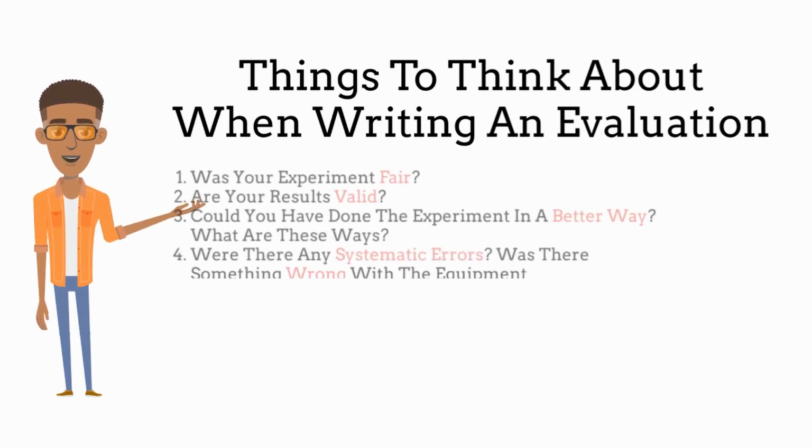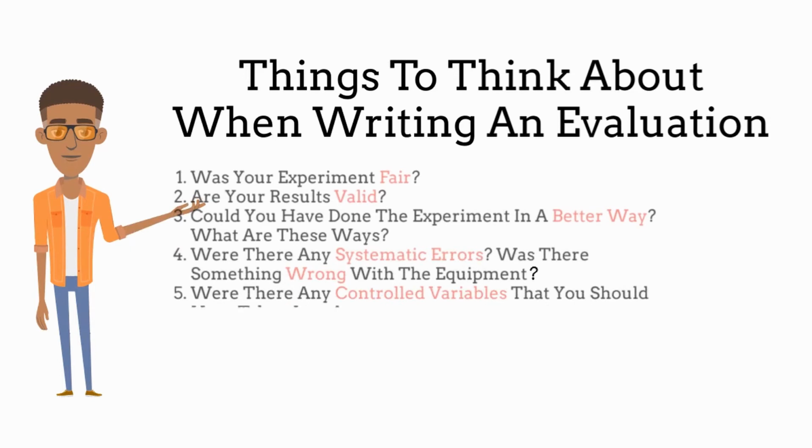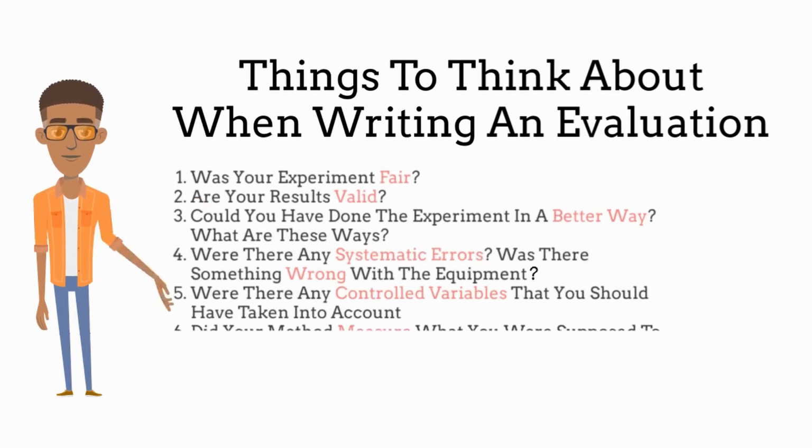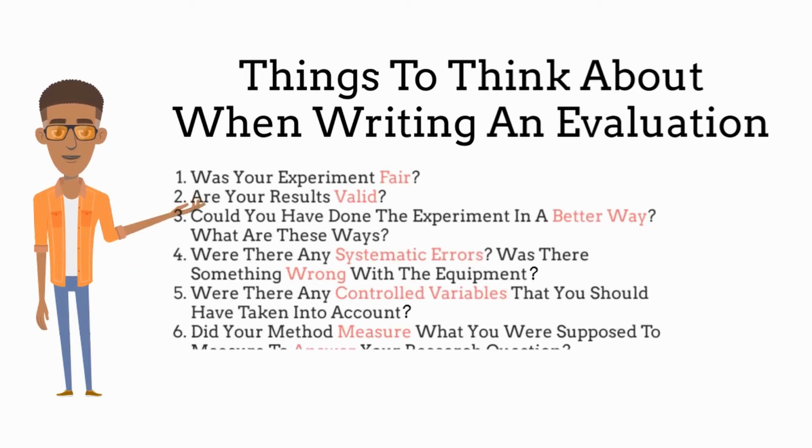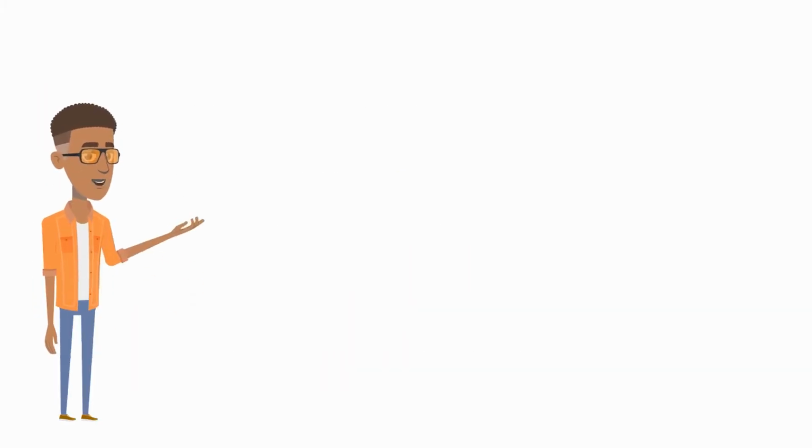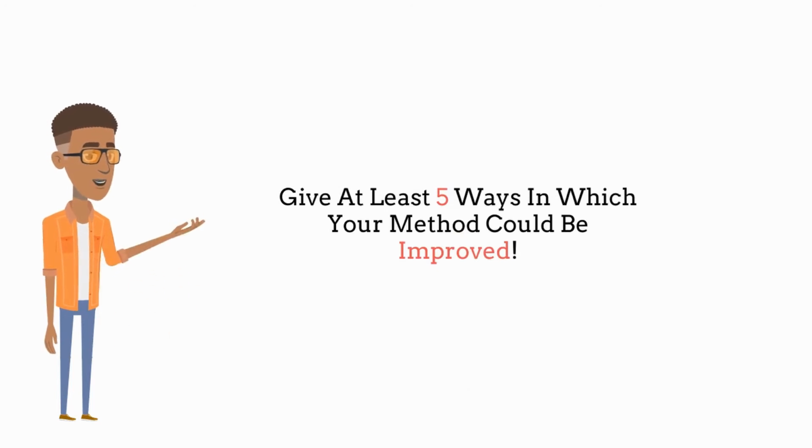What are these ways? Were there any systematic errors? Was there something wrong with the equipment? Were there any controlled variables that you should have taken into account? And did your method measure what you were supposed to measure in order to answer your research question? For example, did you use too little of a metal to see a difference in the dependent variable? In order to meet a level 8 in the criteria, you want to give several ways, roughly 5, in which your method could be improved.